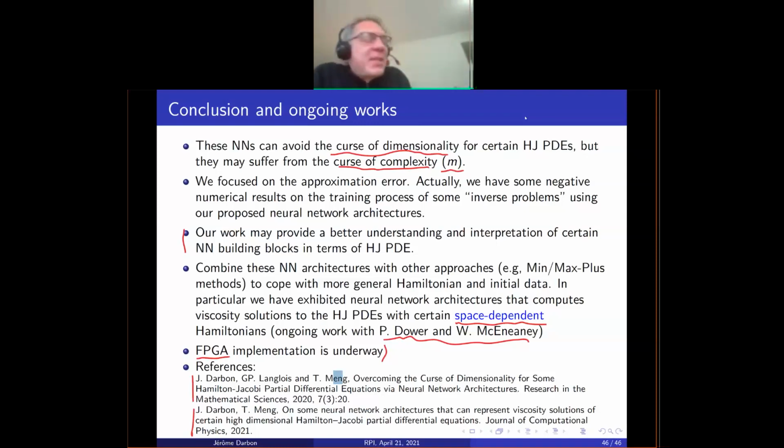I personally do not hope that one architecture is going to do the job excellently for everything. No, it's for subclasses where they are doing a good job. And now it's a matter of growing the class by combining those neural networks together. Does it make sense? It does make sense. I see.